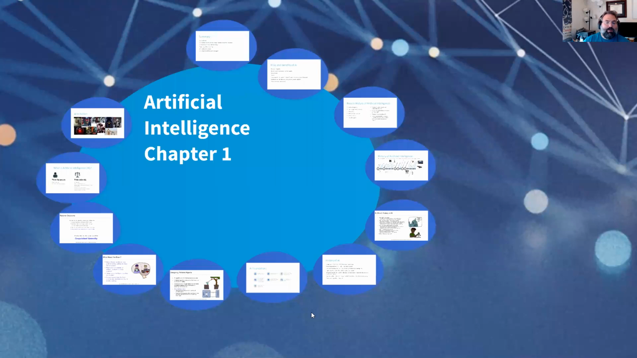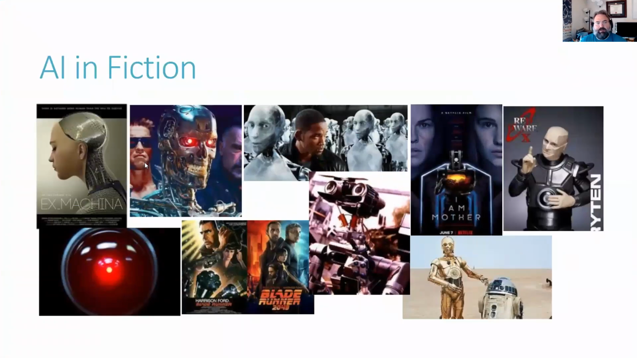Moving into chapter 1. The basic idea is, well, what is it? That's a good question to always ask whenever you're talking about a new field. So what does it look like in fiction? We've seen these things. Hopefully you've seen most of these movies. They're pretty good. Sometimes AIs are not so nice, like Terminator. Sometimes they have their own self-interest, as in Ex Machina, and also in I, Robot. Sometimes they have agendas of trying to create life, as in I Am Mother. Sometimes they're just humorous side effects.